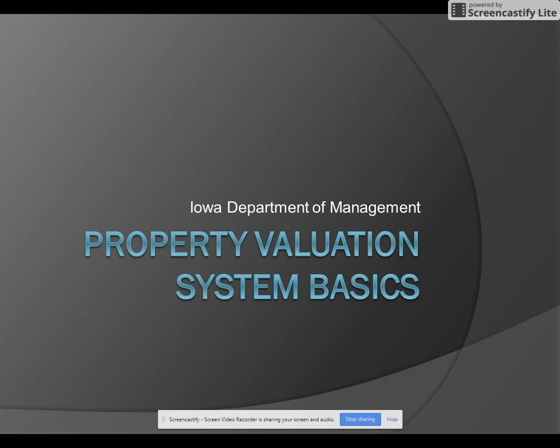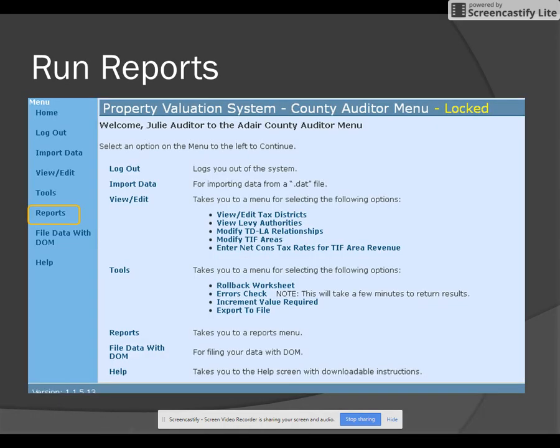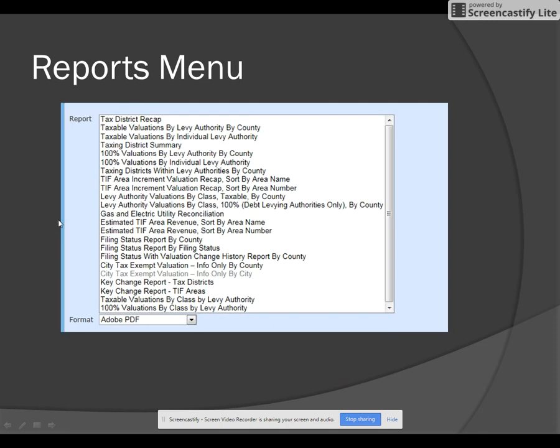This video is going to assume that you have completed the upload of the process, you've checked your data for errors, and you are finalizing your data and getting ready to make it public. So there are a variety of different reports you can run from the online system. And to find reports, you'd go to the main menu and select Reports.